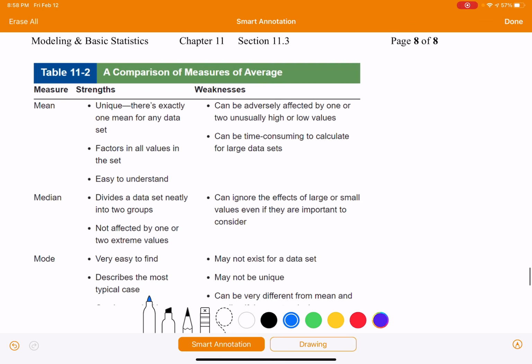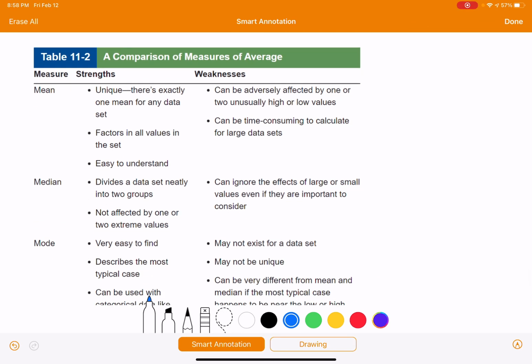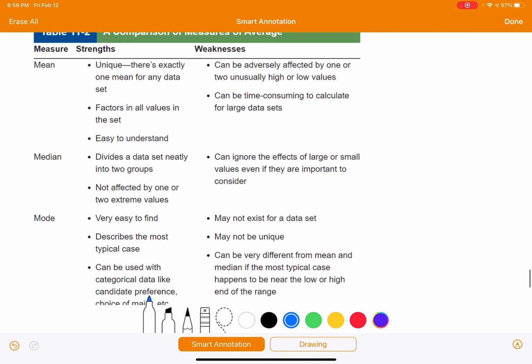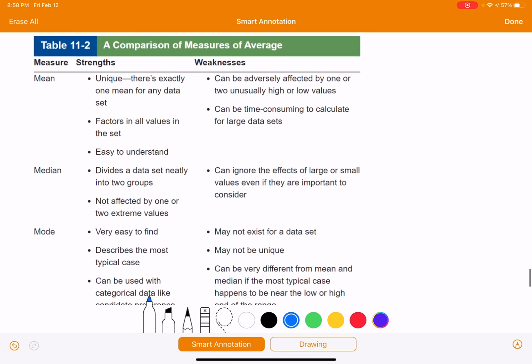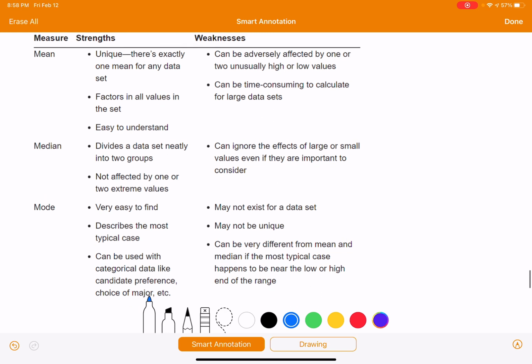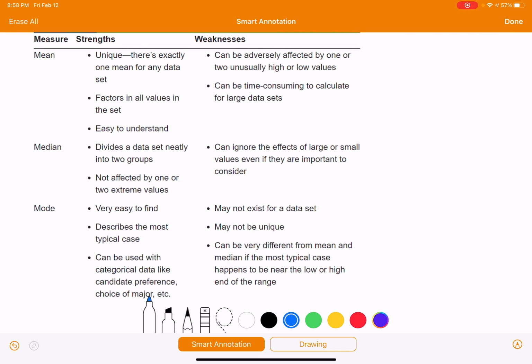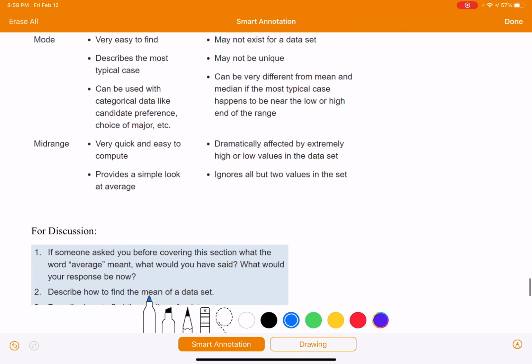Good information. All right, so let's look at this table as the last part of this section that talks about the strengths and the weaknesses of the different measures of average. I won't sit here and bore you with my reading, but please make sure that in your notes you read over this whole section.